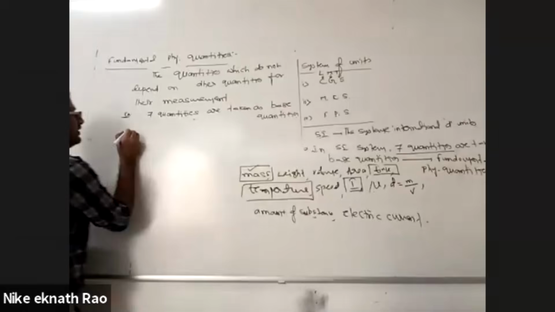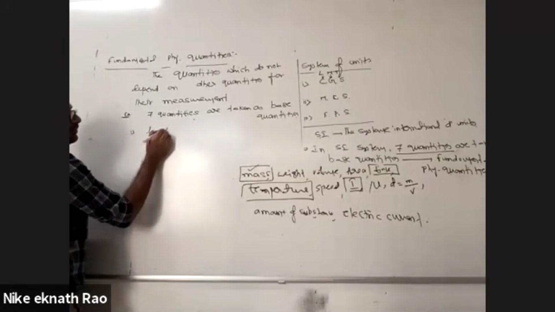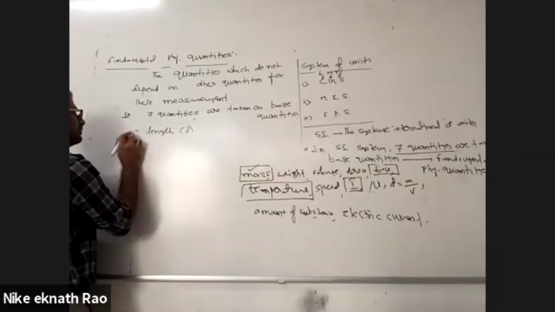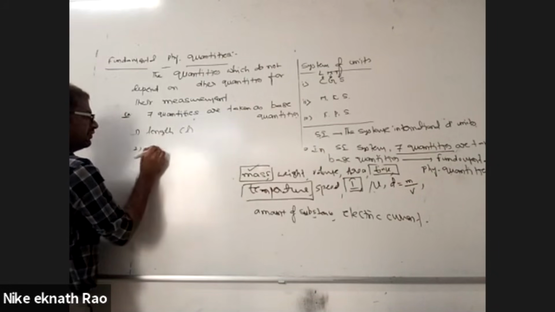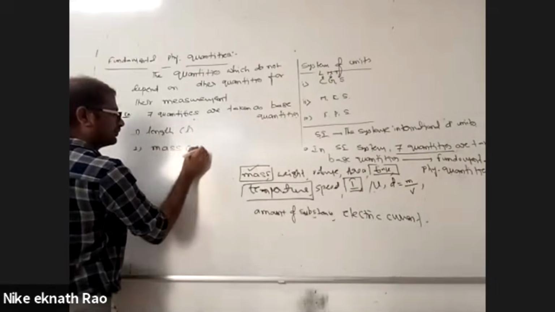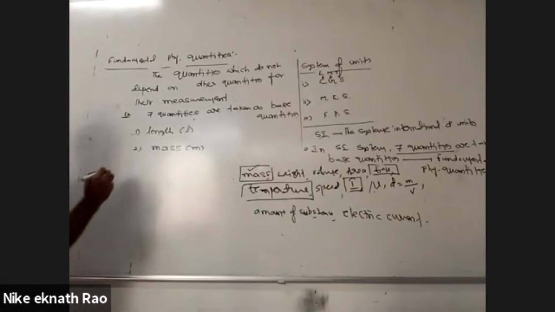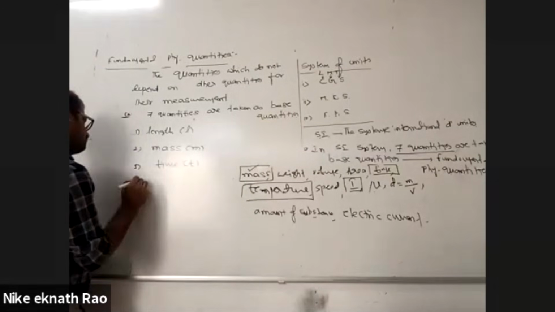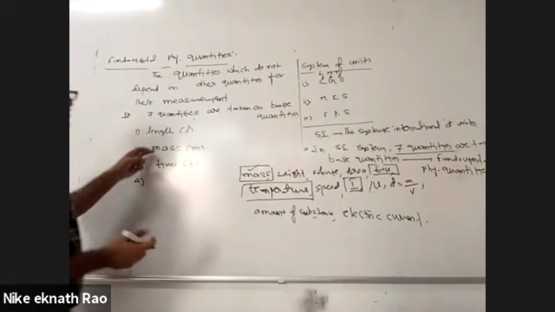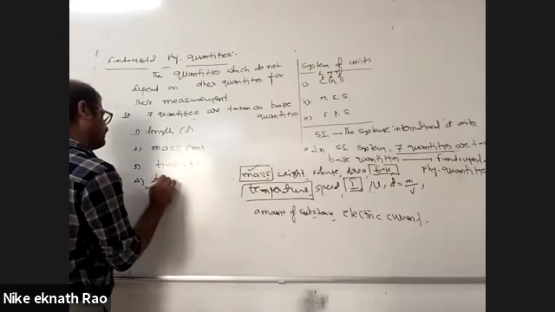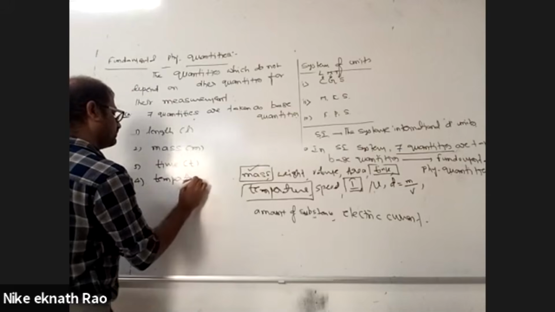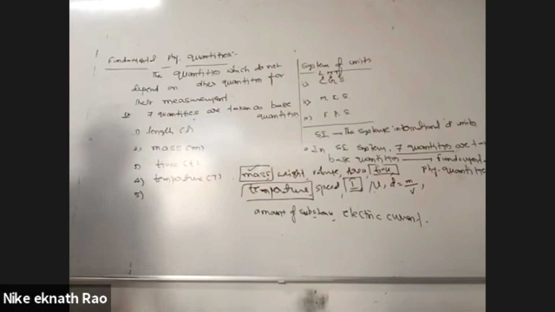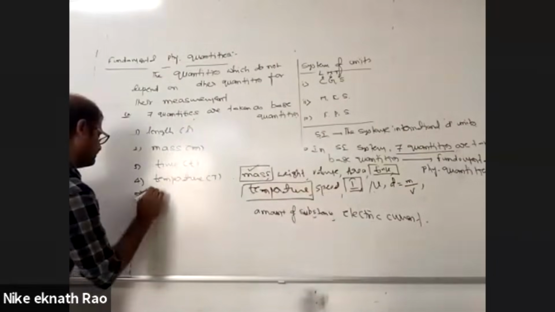What is the first one? The first one is length. The second one is mass. Length, mass, and the third one is time. The order is not important, you can take it any way. Length, mass, time. Next is temperature, capital T is the symbol. So length, mass, time, temperature. As your friend said here, luminous intensity.